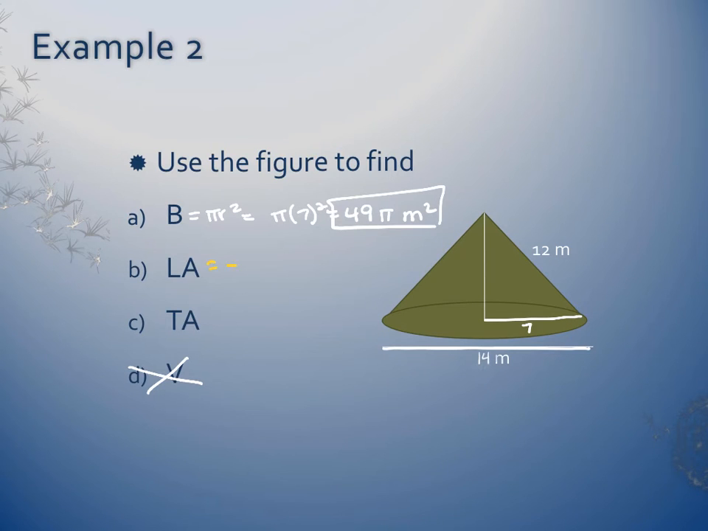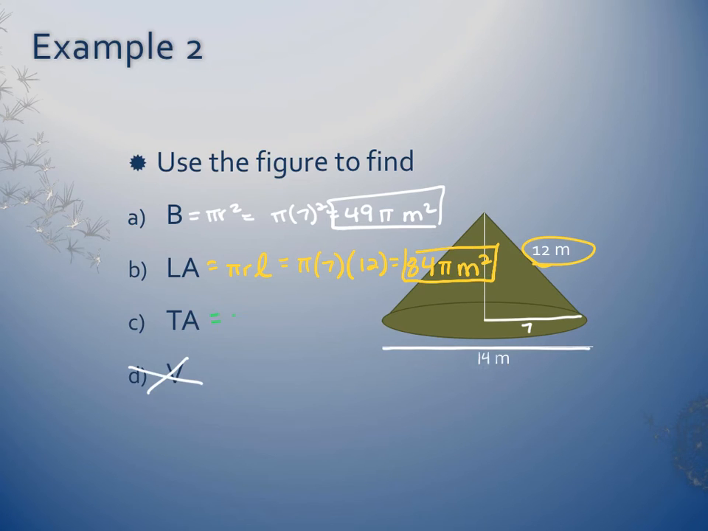The lateral area is pi r L. So it'd be pi times the radius, which is 7, times the slant height, which this time is given to you, is 12. And that's 84 pi meters squared.